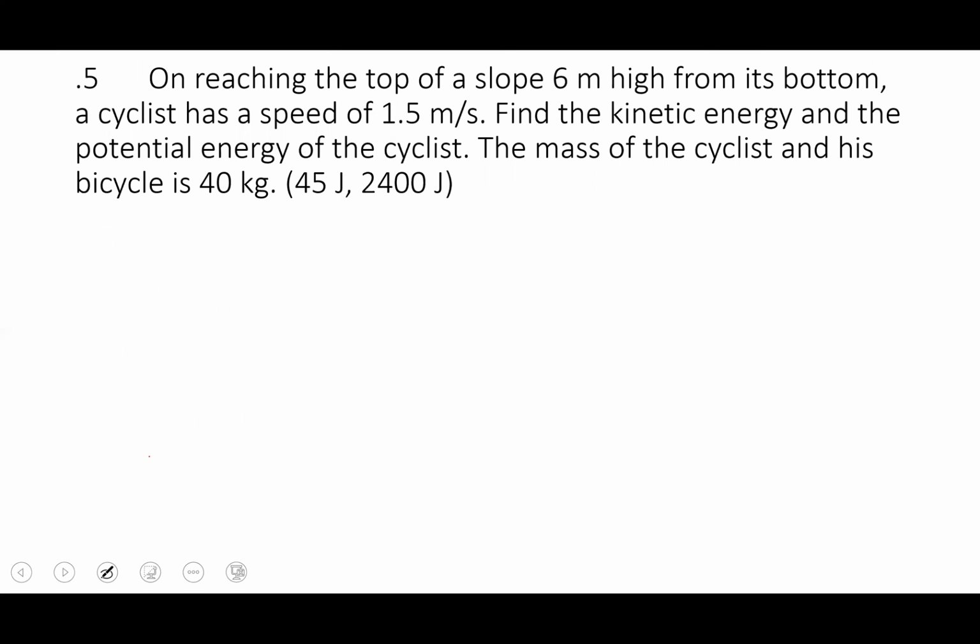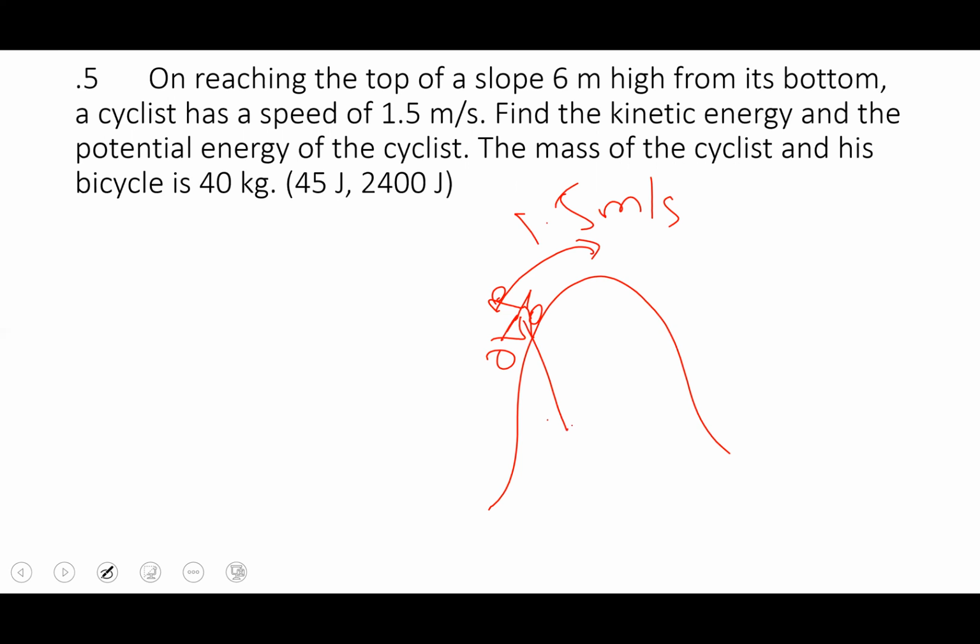On reaching the top of the slope 6 meters high from its bottom, a cyclist has a speed of 1.5 meter per second. Now here's the slope, and there's a cycle over here, and there's a cyclist over here as well, and it reaches the top with a speed of 1.5 meter per second. Find the kinetic energy and potential energy of the cyclist, and the mass of the cyclist is 40 kilograms.